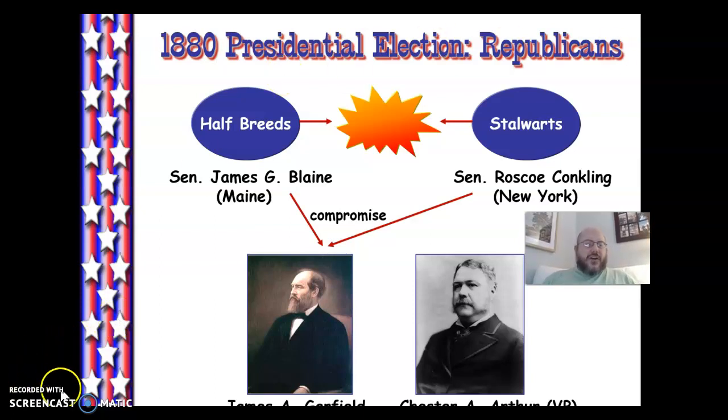So when we come back, we'll talk about how patronage and civil service will certainly come to the forefront in the early 1880s. We'll see you next time.